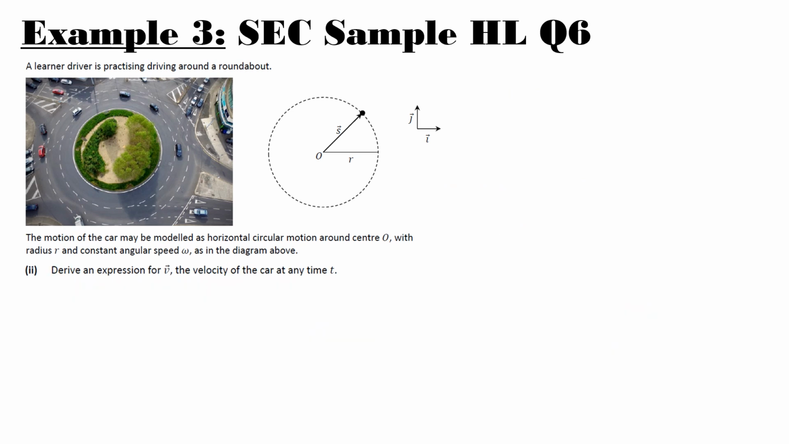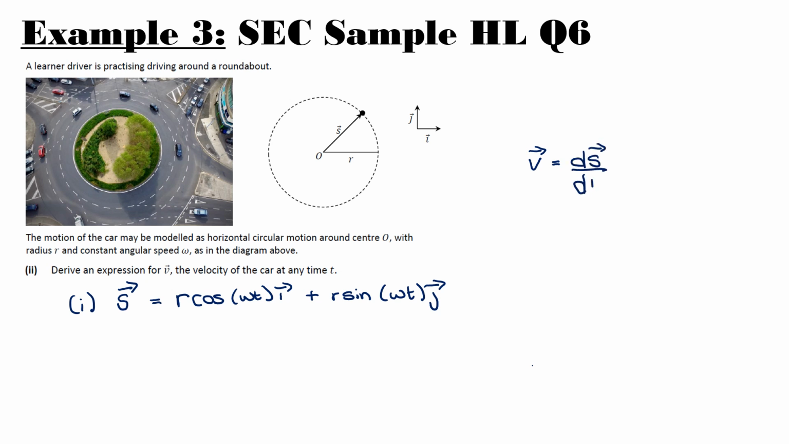So part 2 then says, derive an expression for v, the velocity of the car at any time t. From part 1, we have already worked out that we have r cos omega t i plus r sine omega t j. From our knowledge of distance, speed, time, and rates of change, we should know that velocity is the rate of change of displacement with respect to time. So what we're being asked to do is differentiate this vector with respect to time.